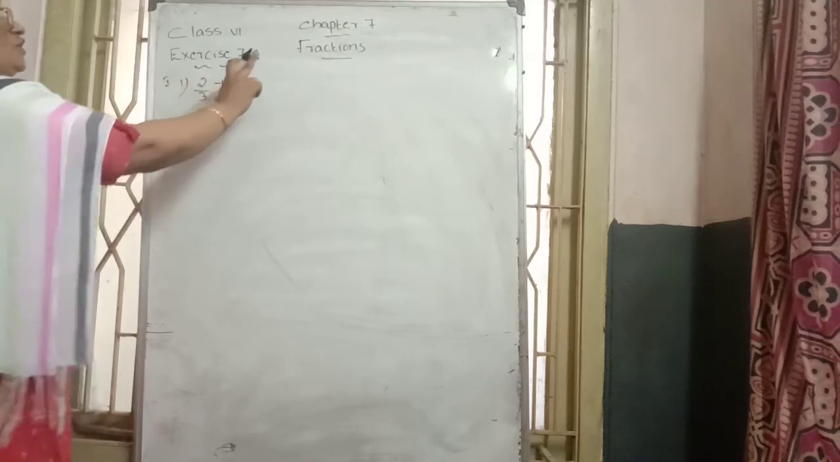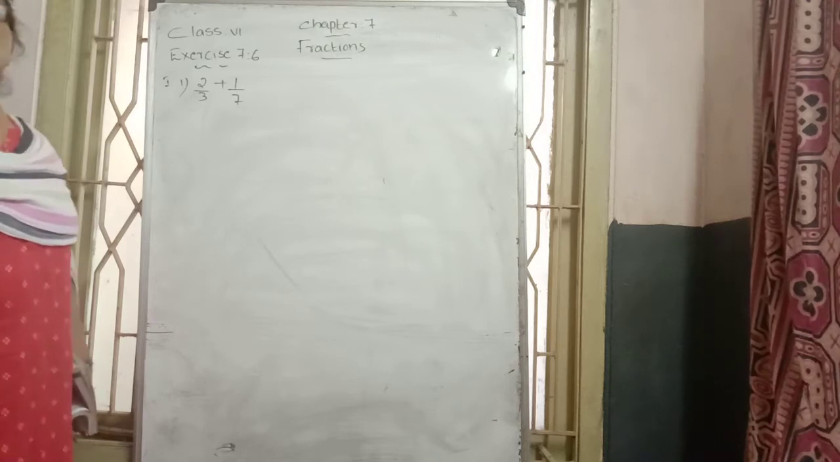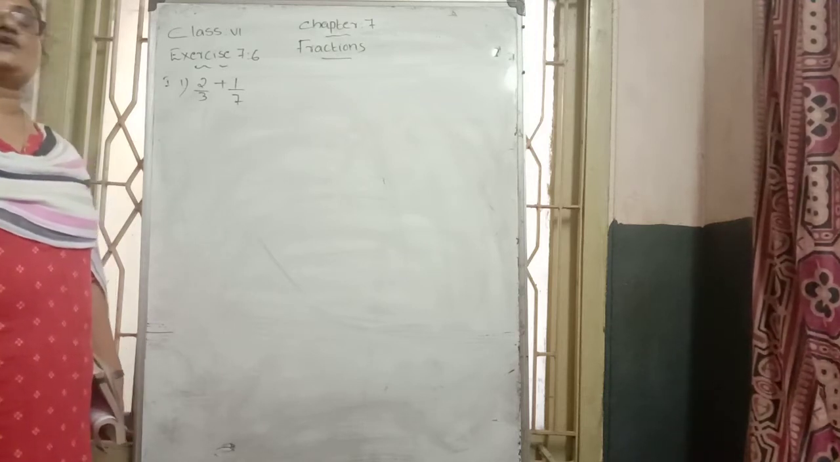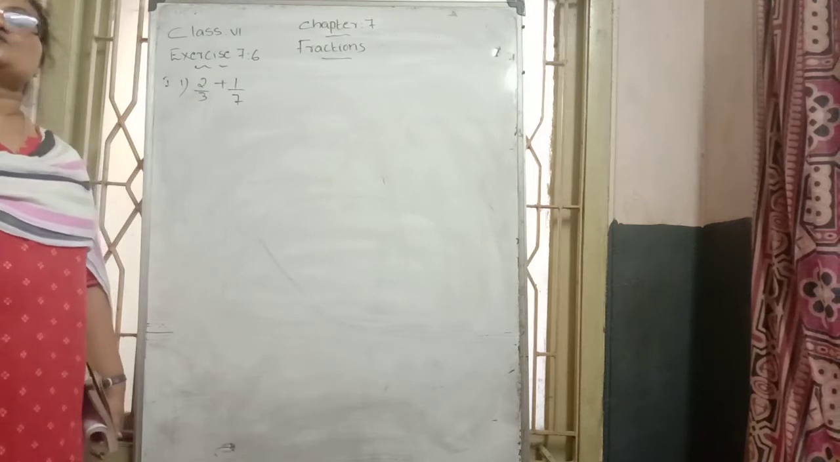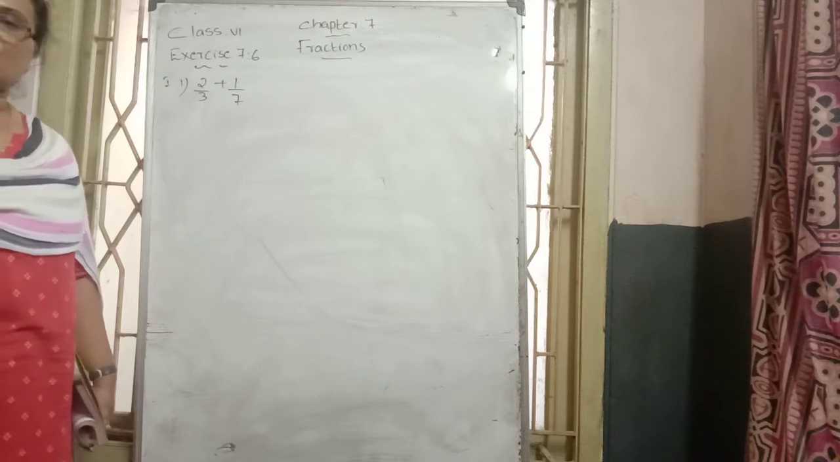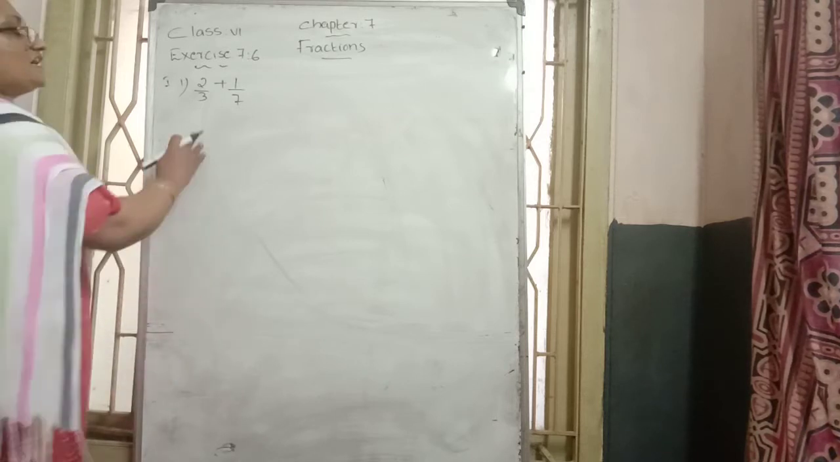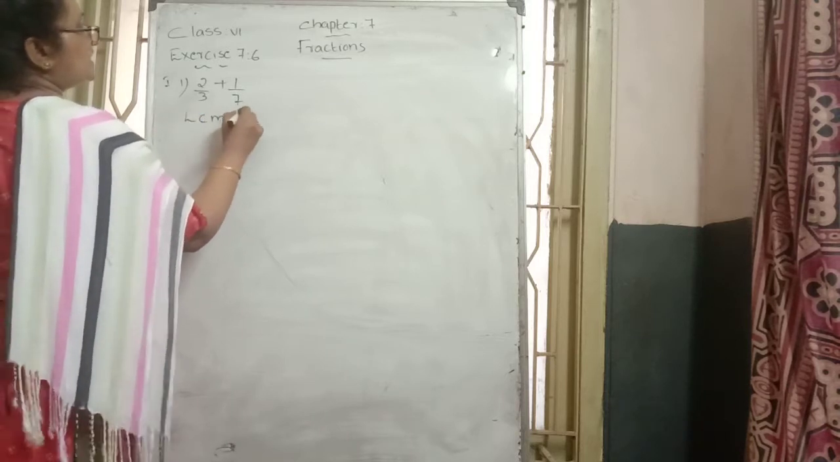Students, now we are going to discuss Chapter 7, Fractions, addition and subtraction case only. Solve this question: 2/3 + 1/7. Both fractions have different denominators. That's why first of all we take the LCM of 3 and 7.